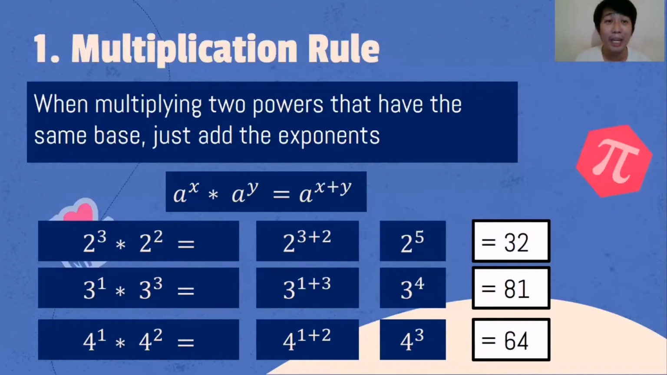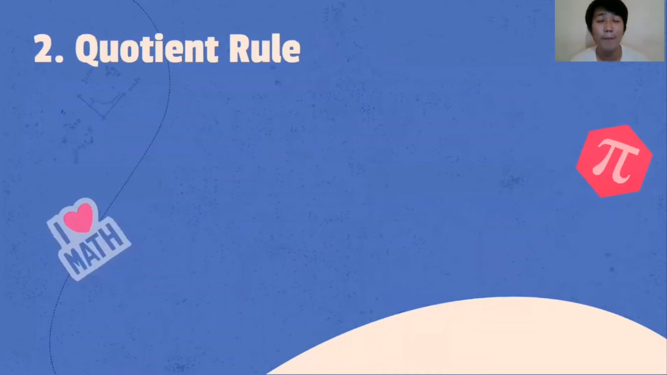That is the multiplication rule. When multiplying two powers that have the same base, just simply add the exponents. I hope you got it. I hope you followed. Next rule, the quotient rule.